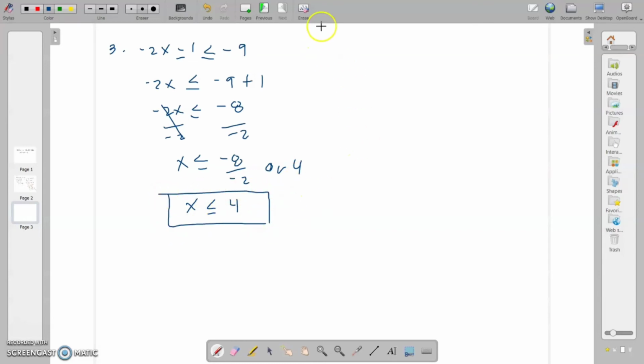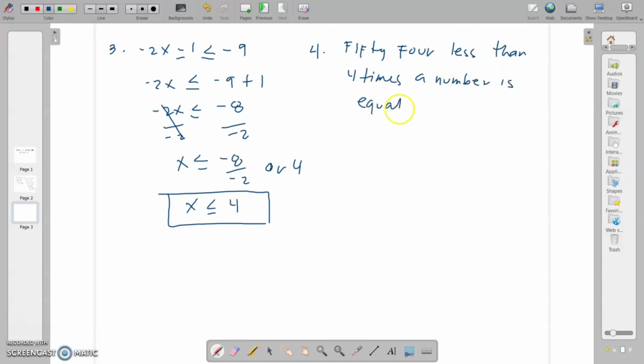Next, in number 4, 54 less than 4 times a number is equal to the number. So what is the number?